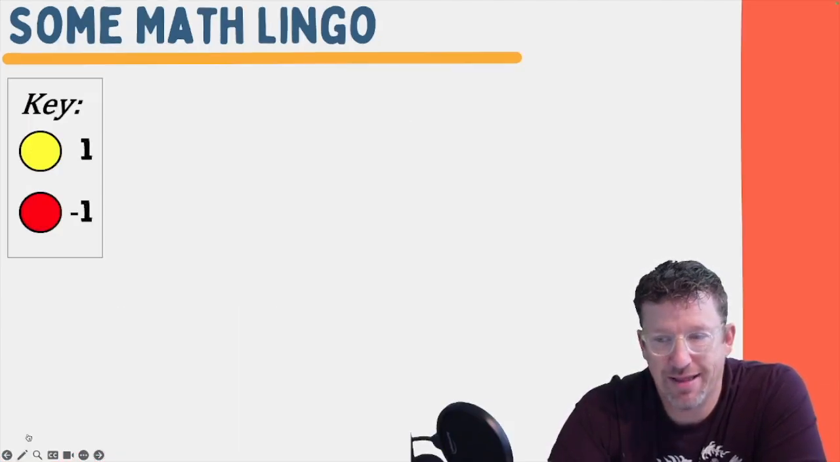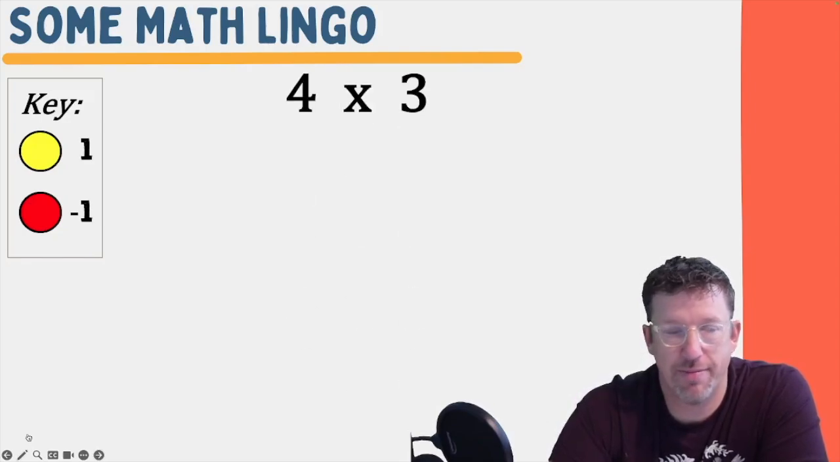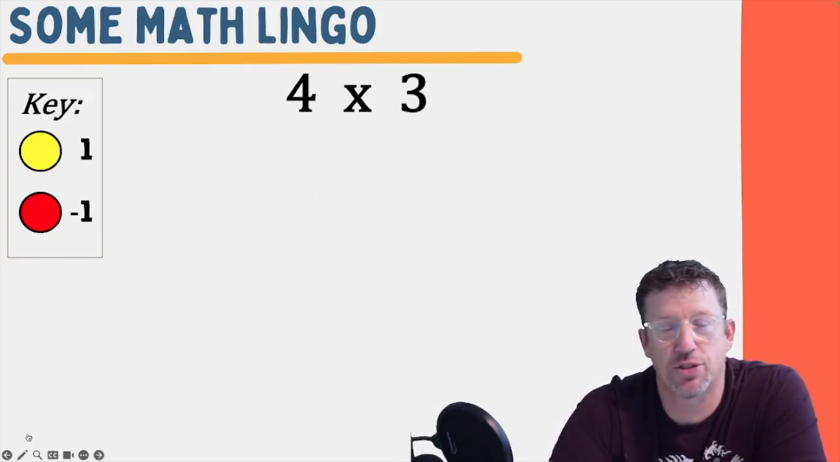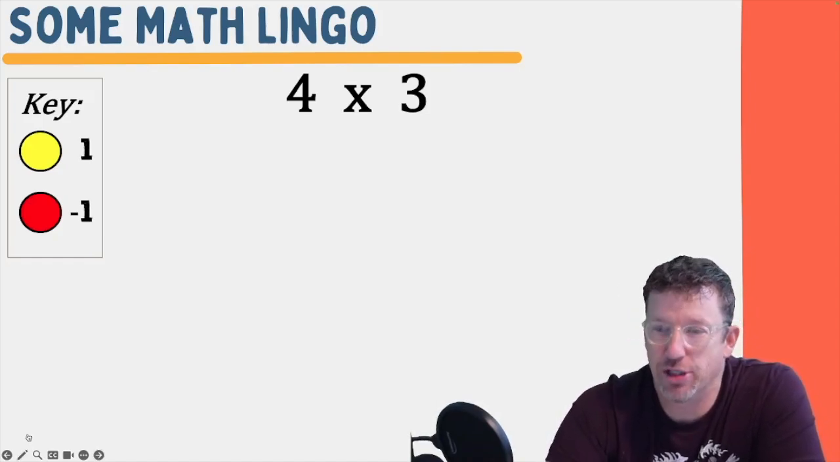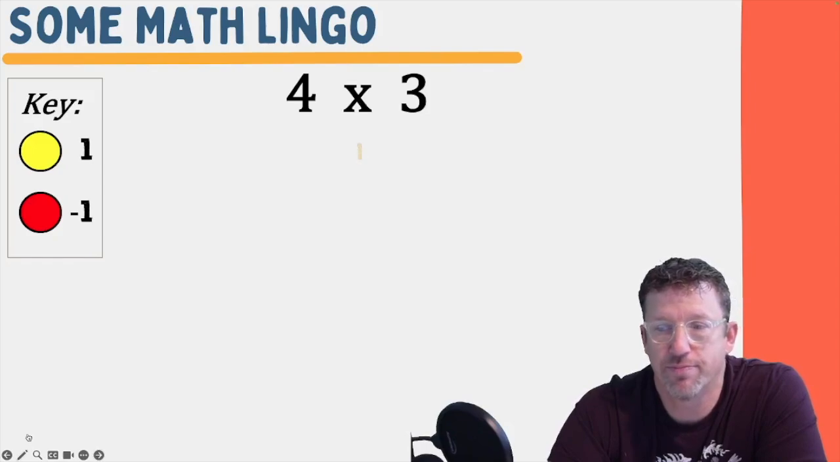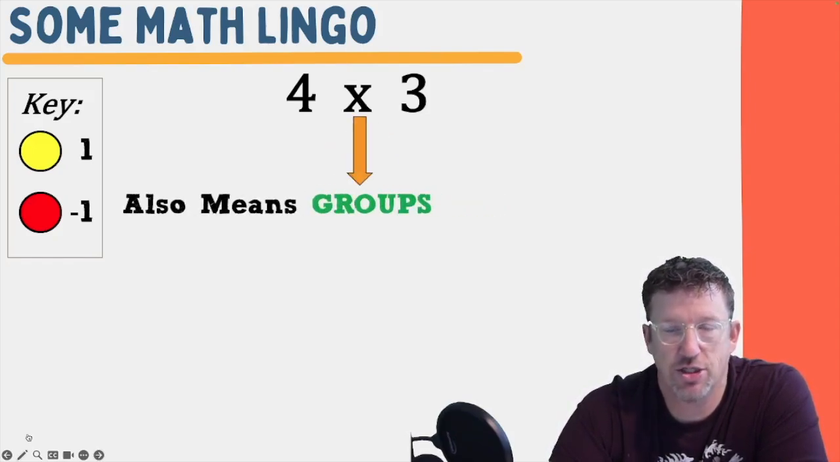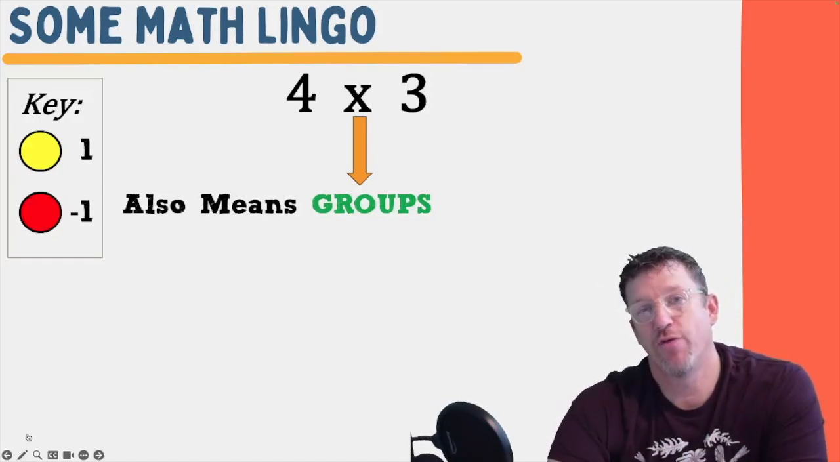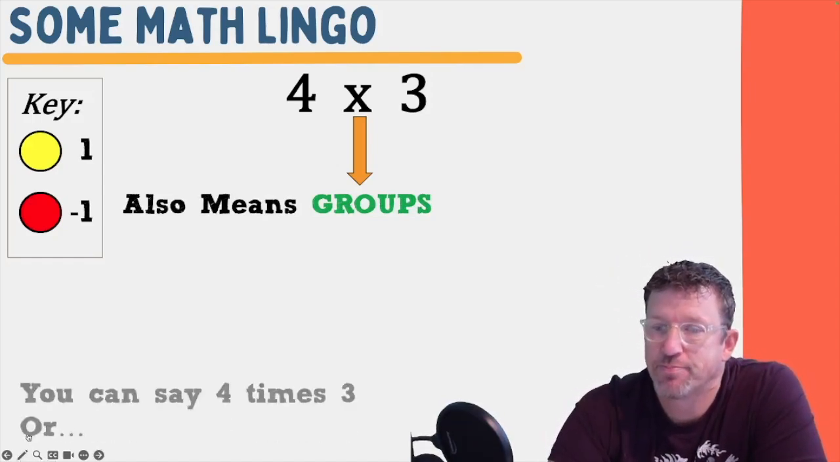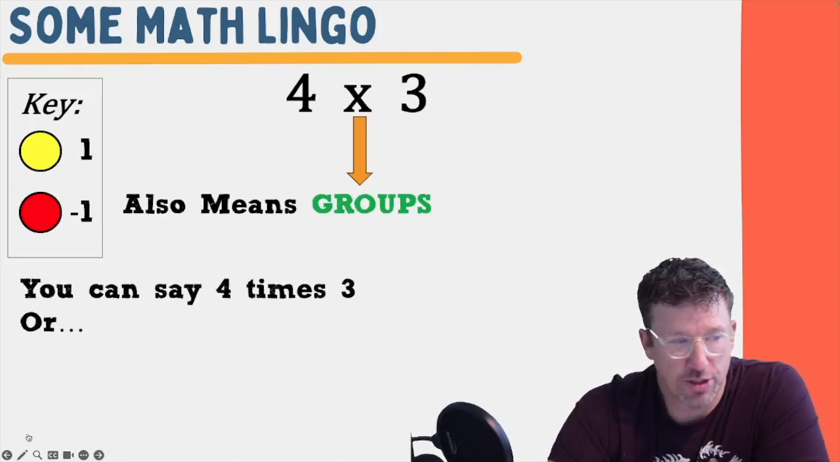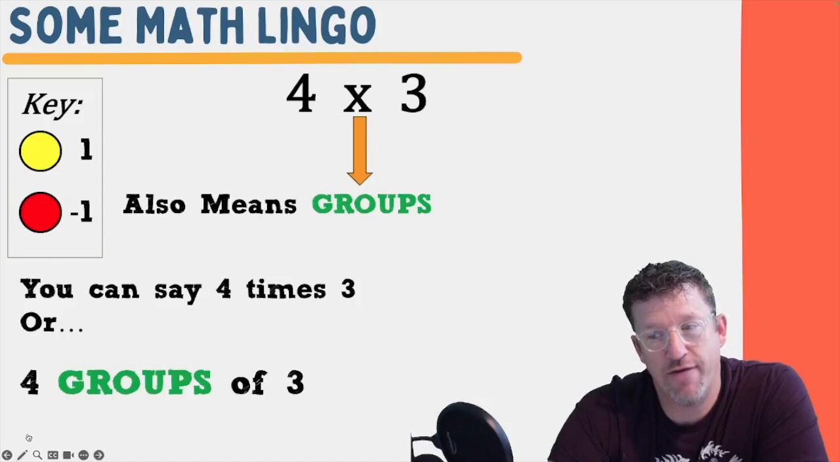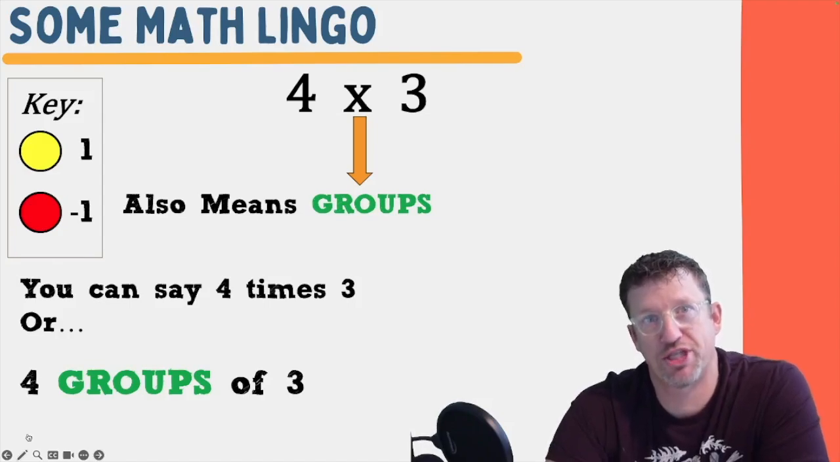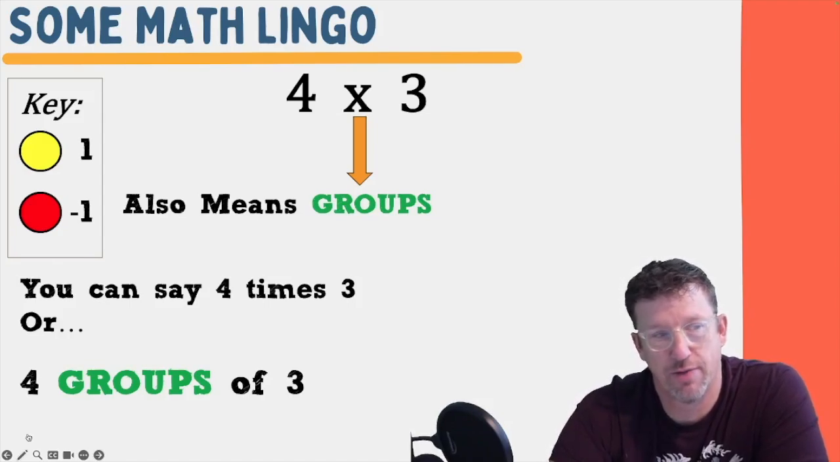All right, let's do a little math lingo for multiplication. Let's chat a little bit about this. So we have 4 times 3, and that's probably how you've read it your entire life. When you're thinking about multiplying integers, it's very helpful to also potentially say, instead of using that multiplication sign and saying times, it also means groups. So you could say 4 groups of 3. You can also say 4 times 3, or you can say 4 groups of 3. And for what we're trying to do today, I would heavily emphasize the word groups.